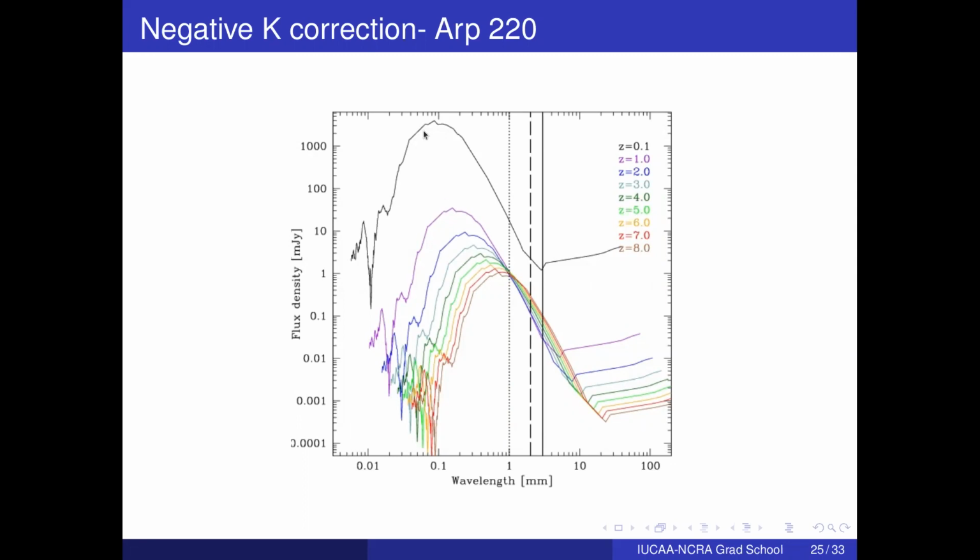So this is a dominant effect. But here they're very close. So the negative K correction allows you to detect these galaxies at very, very high redshift in the far infrared. So their far infrared luminosity doesn't drop very much.